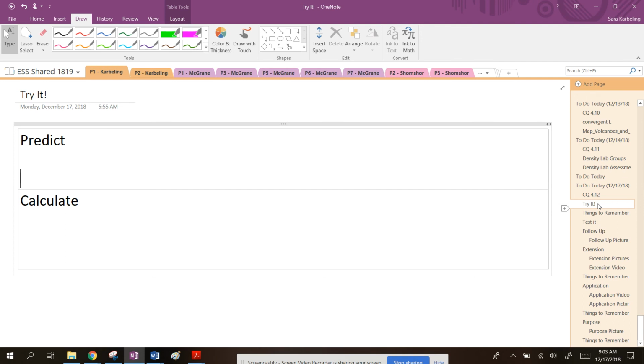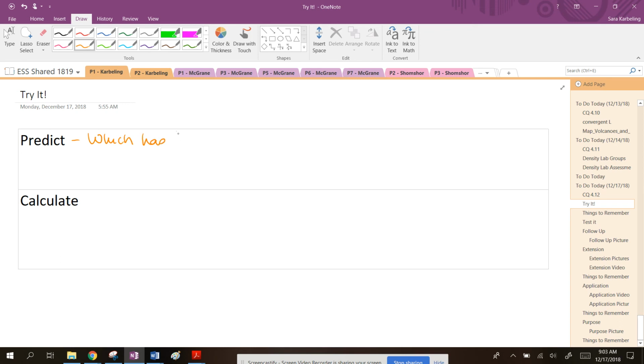All right, so I want to know which one has a bigger density or a higher density. Once you've made that commitment, I want you to take a look at the verb that's right below predict. What does it say? Calculate. So what do you think we're going to do? Calculate. We're totally going to calculate it. In order to calculate density, what do I need to do? Mass divided by volume.